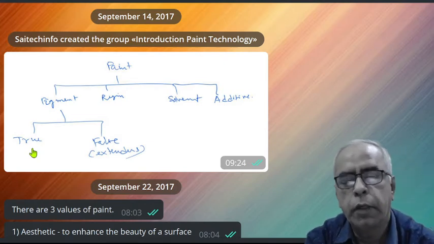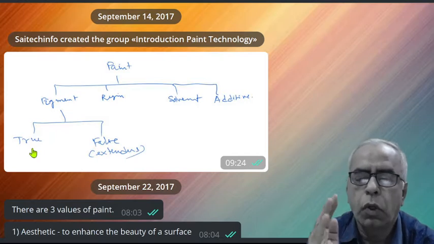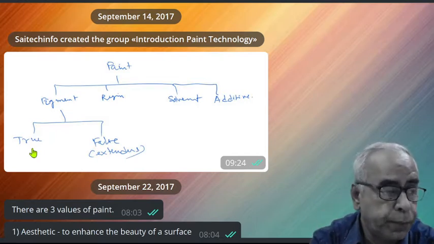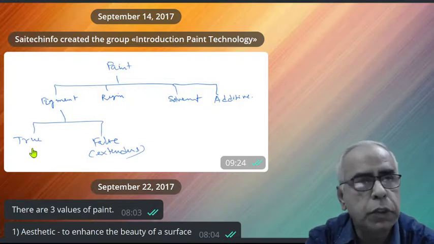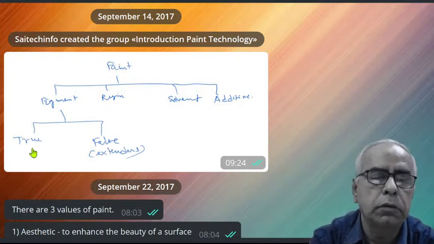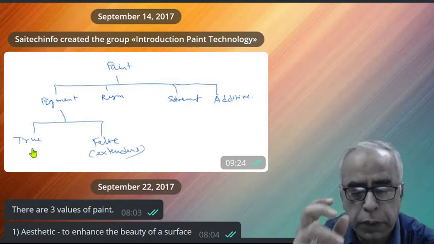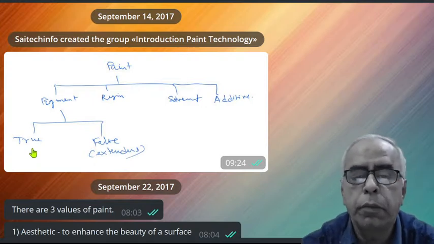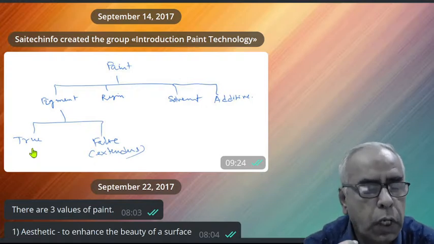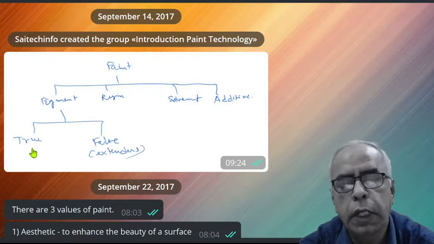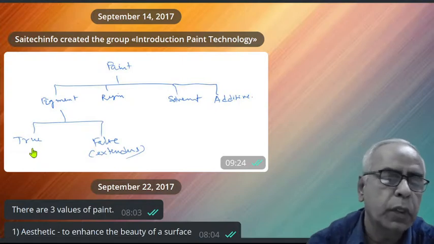But at the same time, extenders do not have hiding power, whereas true pigments have better hiding power. Because the purpose of coating a paint on a surface is to hide the surface, is it not? So the hiding power is very, very important as far as pigment is concerned.